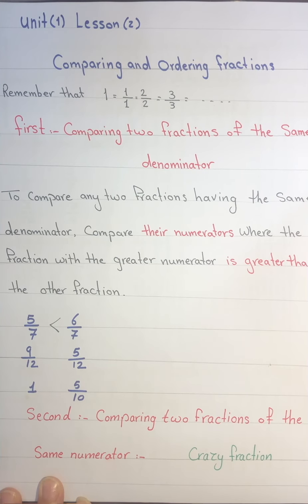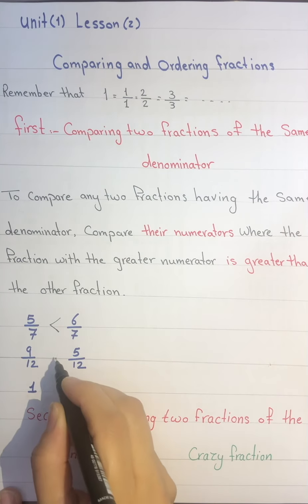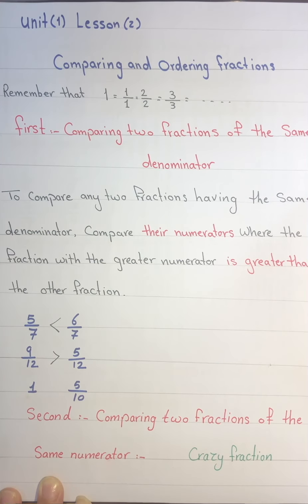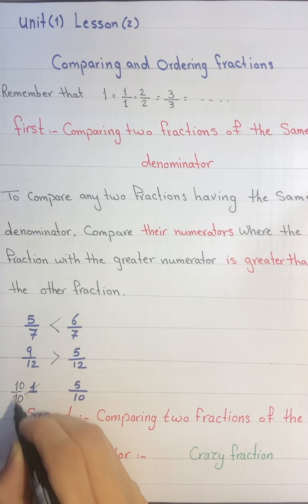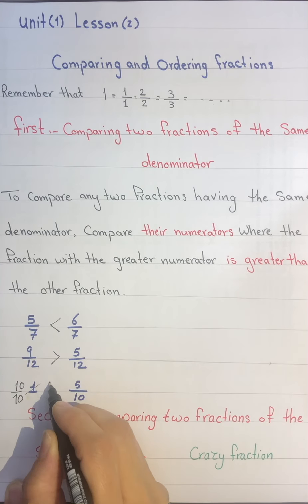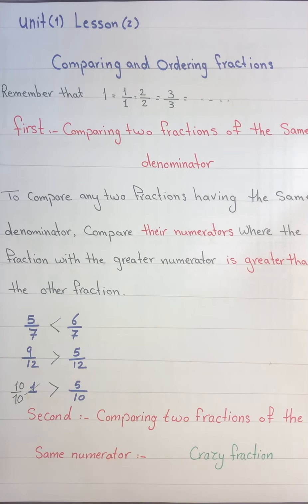9 over 12 or 5 over 12, the same denominator, which is biggest? 9 over 12. 1 or 5 over 10? Remember that 1 is bigger than any proper fraction. If I want to change 1 into 10 over 10, it's also 10 over 10, bigger than 5 over 10.